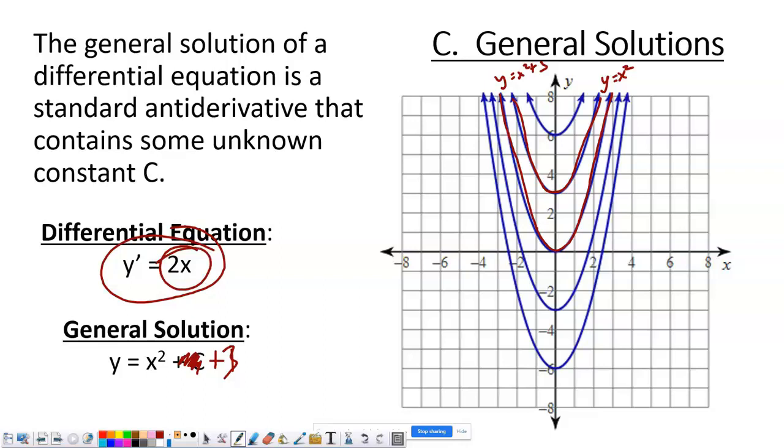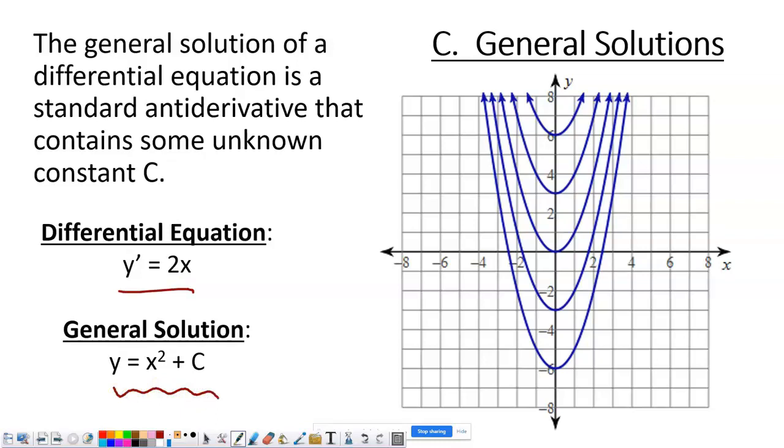In other words, the slope at x equals 1 will be 2, no matter what parabola you pick. If you pick this parabola, the slope is 2. If you pick this parabola, the slope is 2. They all have the same derivative. Now, thinking about this in terms of integrals, if we call this a differential equation, this is my general solution, and all of these are possible particular solutions to the differential equation.